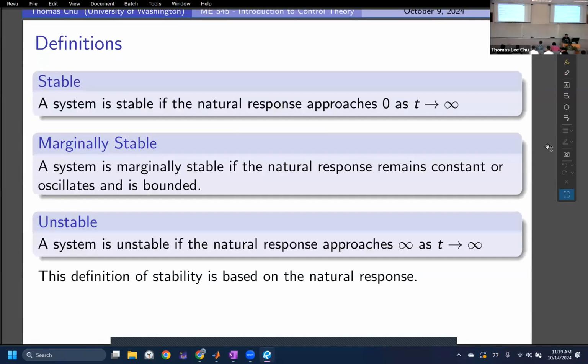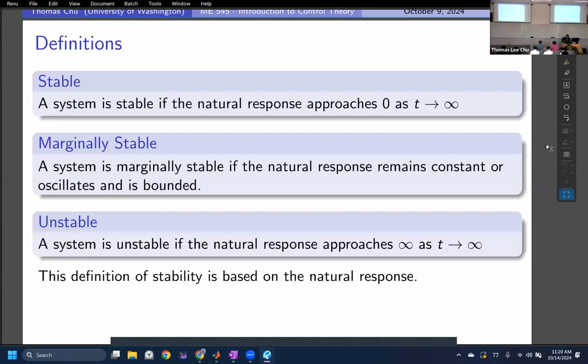Some definitions. This is the first definition I told you about, and we'll talk about the second set of definitions next. A system is stable if the natural response approaches 0 as time goes to infinity. So we want the natural response to be 0. A system is marginally stable if the natural response remains constant or oscillates and is bounded. That's when you have a pair of conjugate poles. And a system is unstable if the natural response approaches infinity as time goes to infinity.